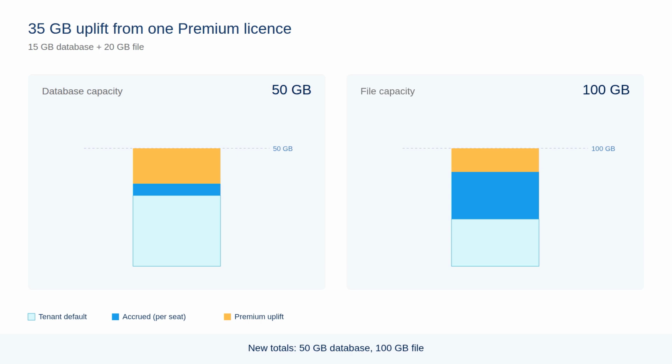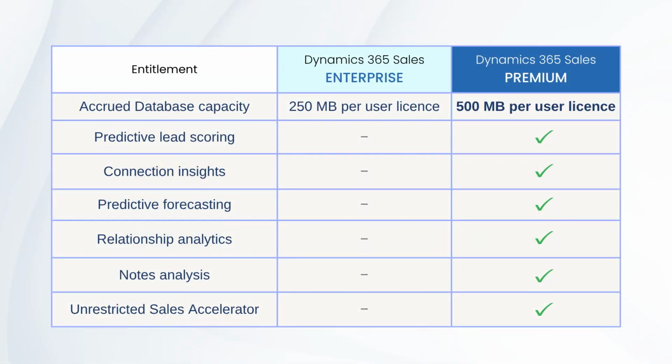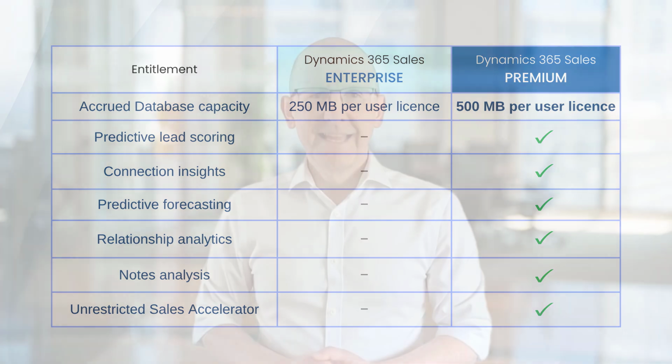If the same organization paid for extra capacity, those add-ons may no longer be needed, resulting in a net saving even when the extra premium license cost is taken into account. As a further benefit, each Sales Premium seat accrues extra database capacity per user, 500 MB, which is double the rate of an enterprise seat. And the assigned user also gets access to the extra premium features, including predictive lead scoring, relationship analytics, and predictive forecasting. This type of change is easy to miss because the Microsoft licensing guide is quietly updated every month.